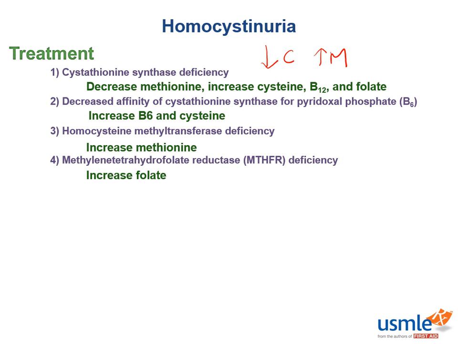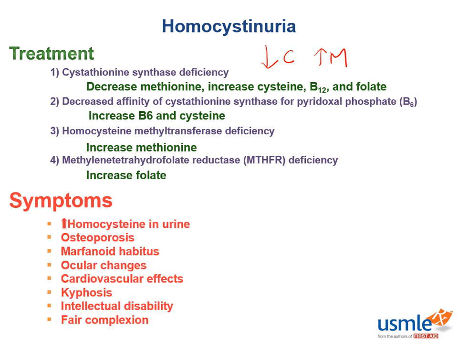Regardless of the etiology, how do patients with homocystinuria present? Well, all patients will have excess homocysteine, and this will result in increased homocysteine in the urine, osteoporosis, Marfanoid habitus, ocular changes, which are downward and inward lens subluxation, cardiovascular effects, which include thrombosis and atherosclerosis, potentially leading to stroke and MI, kyphosis, intellectual disability, and fair complexion.